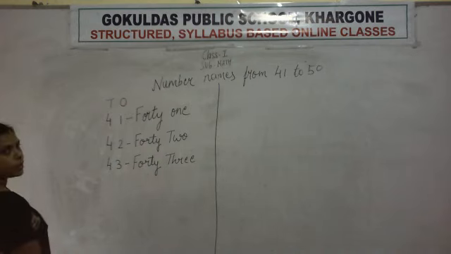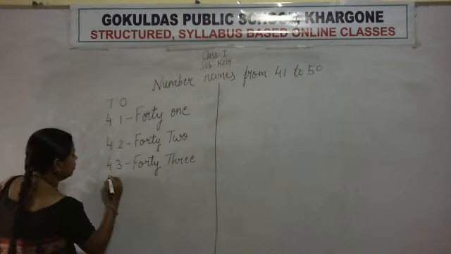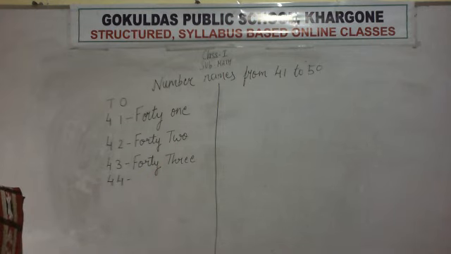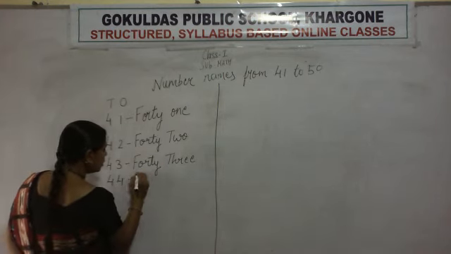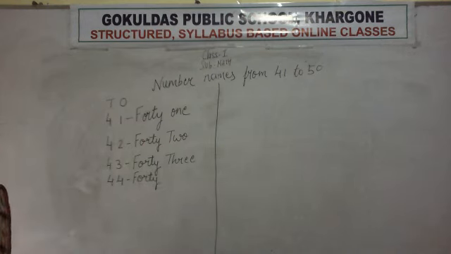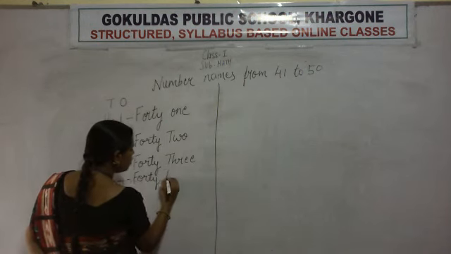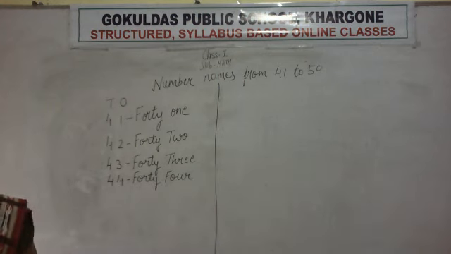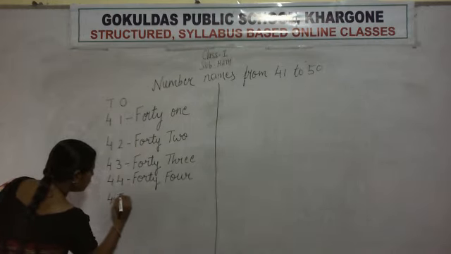Which number will come here after 43? 44. So first write the spelling of 40. F-O-R-T-Y 40, and the spelling of 4. F-O-U-R 4. F-O-U-R 4. 44. What comes next after 44? 45.